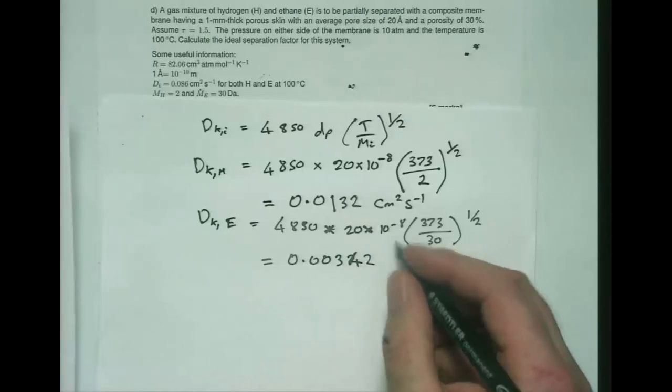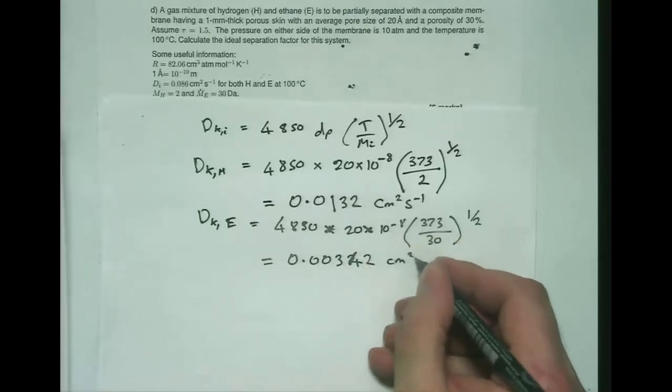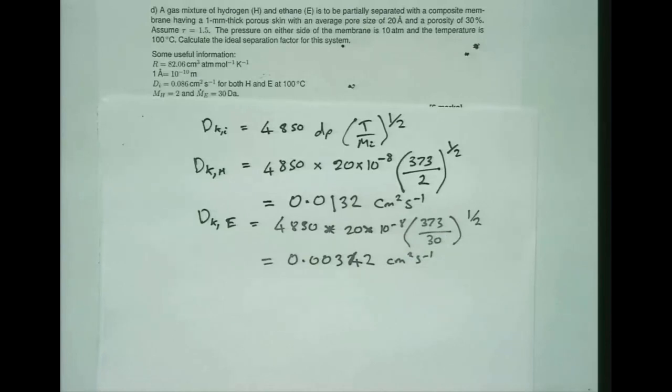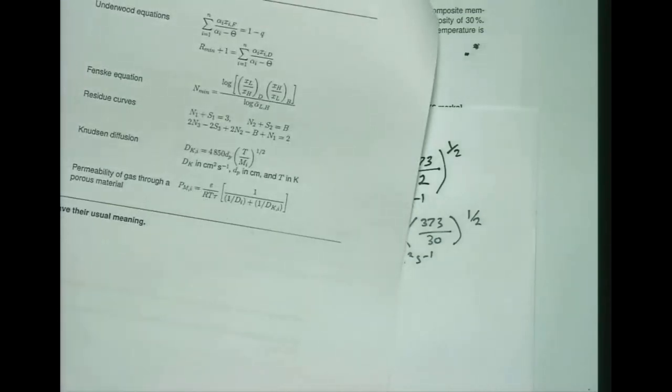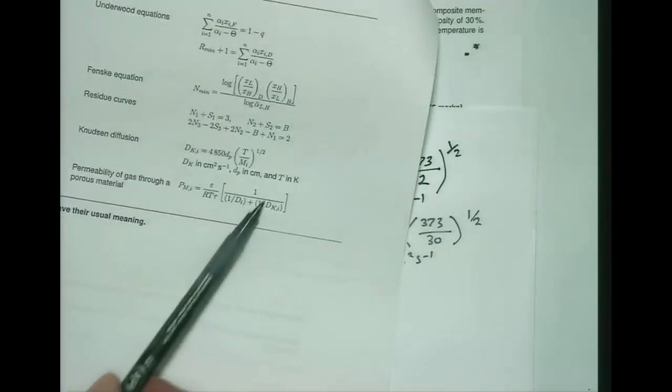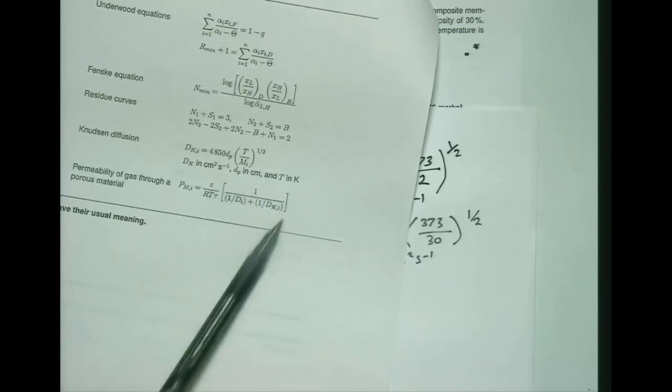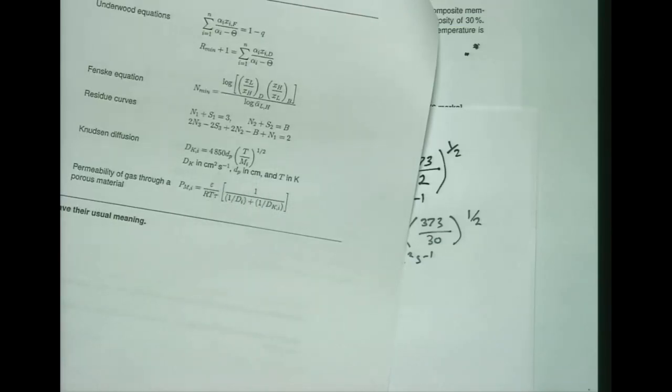So we get 0.00342 centimetres squared per second for the Knudsen diffusion coefficient of ethane. Because we're going for the ideal separation factor, we need our permeability. This is our equation for the permeability, and you can see we've got this term in here for essentially the effective diffusion coefficient.